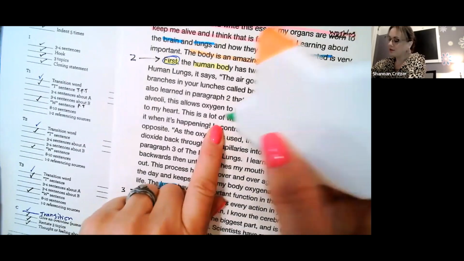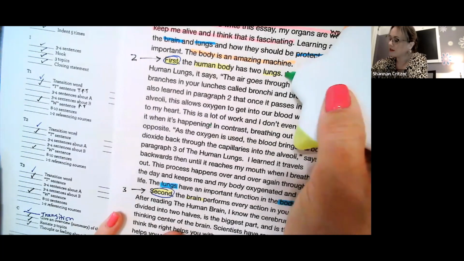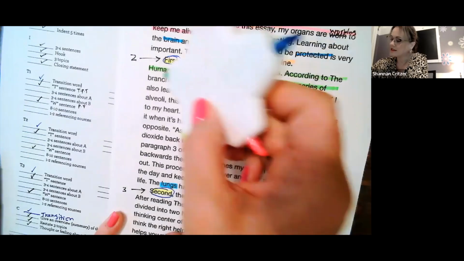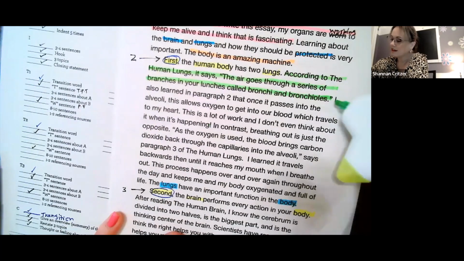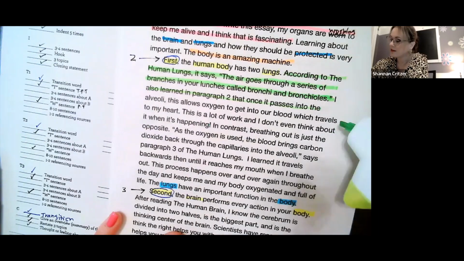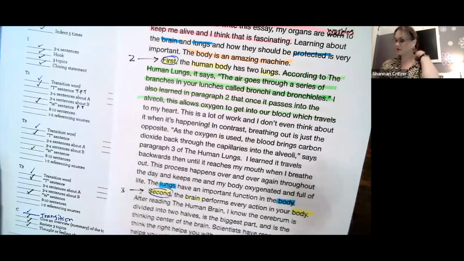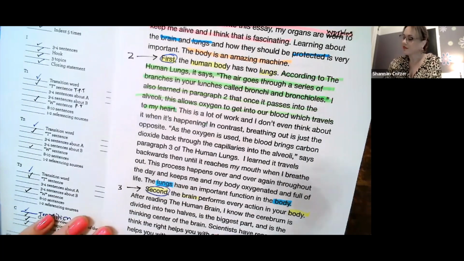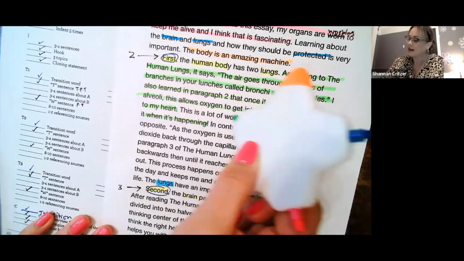And it should stop right here. So let's put that. All right. According to the human lungs, it says the air goes through a series of branches in your lungs called bronchi and bronchioles. I also learned in paragraph 2 that once it passes into the alveoli, this allows oxygen to get in our blood, which travels to my heart. I should say our heart. This is a lot of work, and I don't even think about when it is happening.